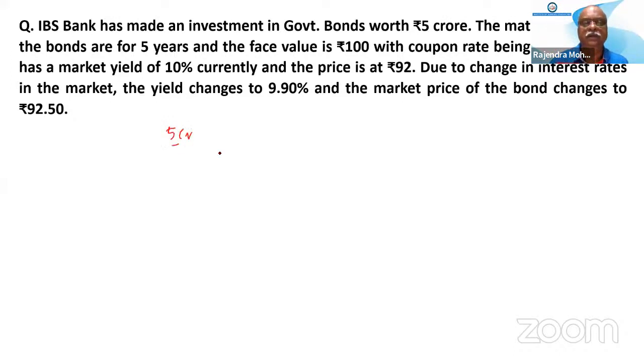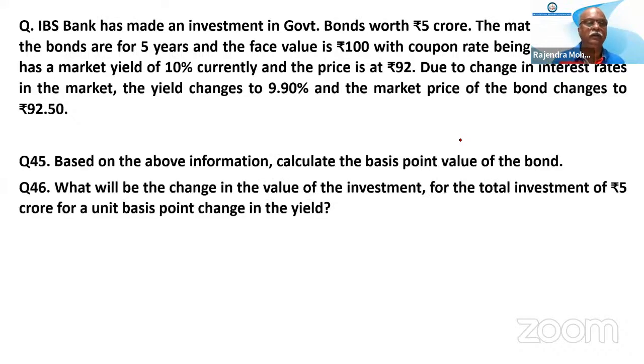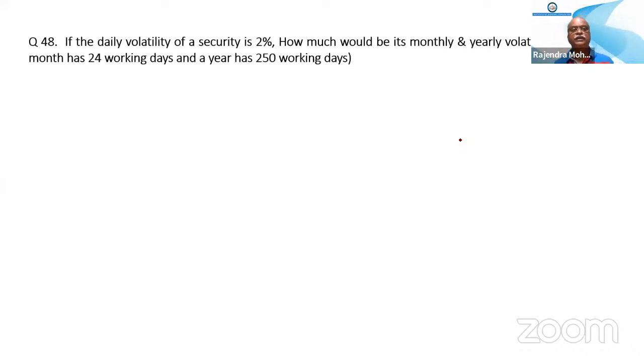5 crore is the investment made, 5 year. Face value is 100 rupees. The coupon rate is 8%. The bond has market rate is 10%. We have done this, or what? Yes, sir. Very first question. For BPV, we have done, I think. Okay. Yes, sir. Same question. Already. So now this one you do.